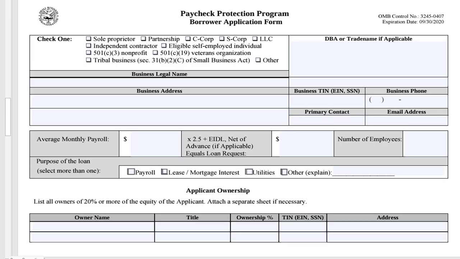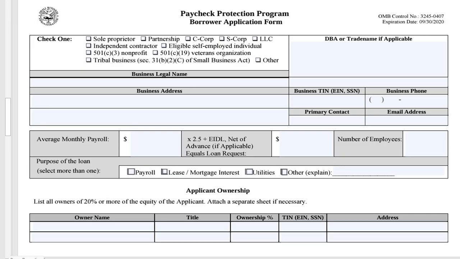This is not legal advice. I'm also not your financial advisor, and this is not financial advice. This is for information purposes only. Consult with an attorney or your CPA for professional advice.